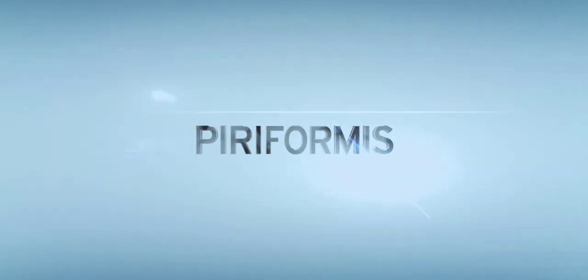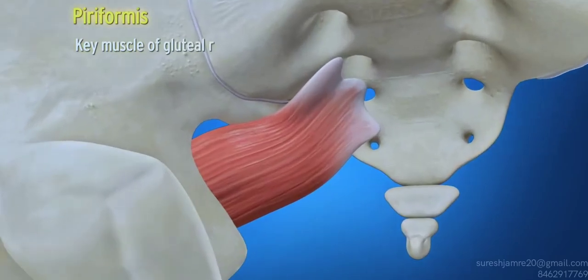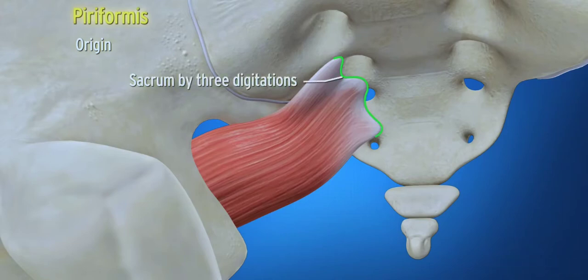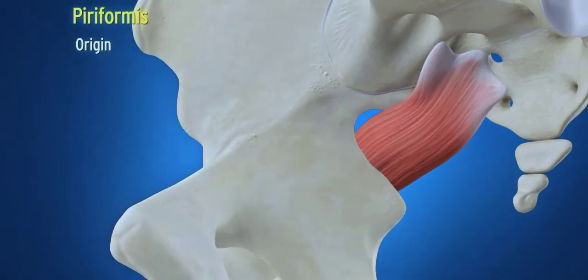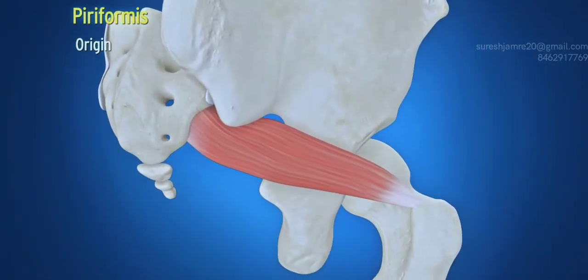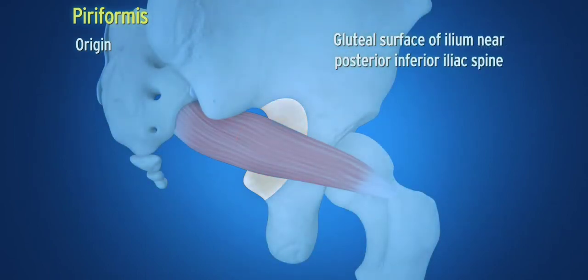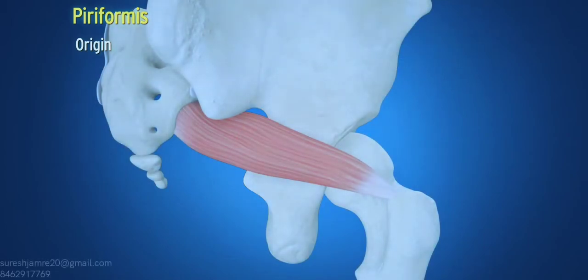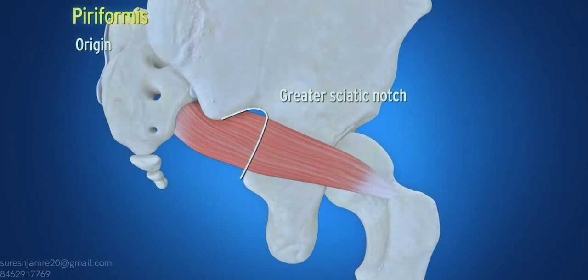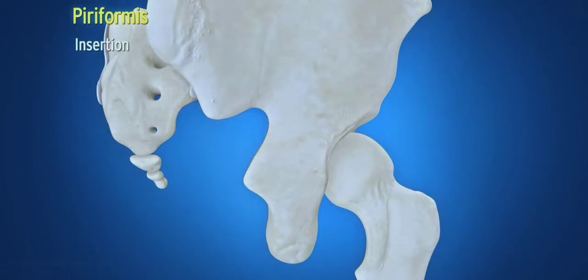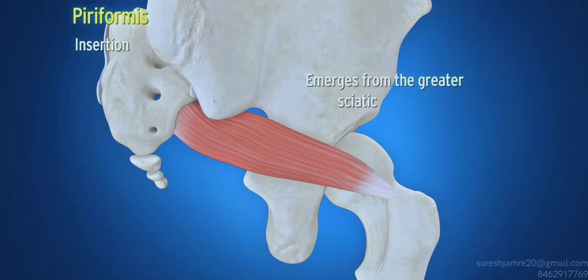Piriformis. It is the key muscle of gluteal region. Origin: from the front of sacrum by 3 digitations in the form of letter E between the anterior sacral foramina and bone lateral to the foramina. Gluteal surface of ilium near posterior inferior iliac spine. Upper margin of greater sciatic notch. Insertion: the muscle emerges from the greater sciatic foramen and is inserted into the apex of the greater trochanter.